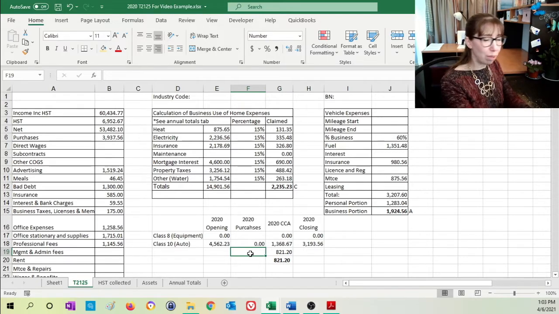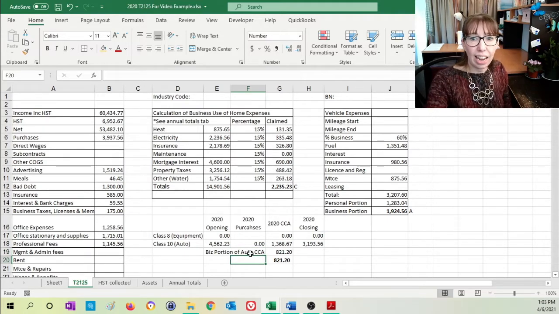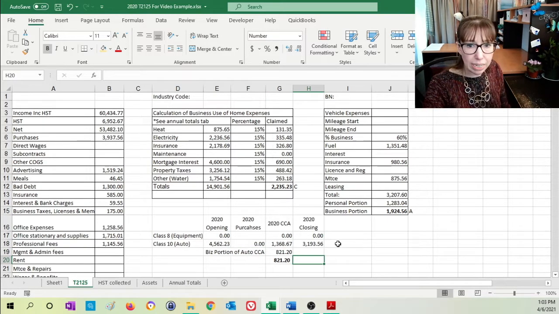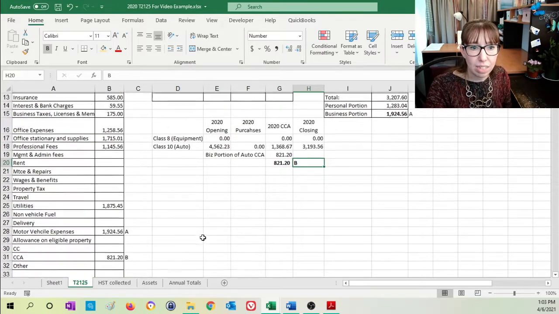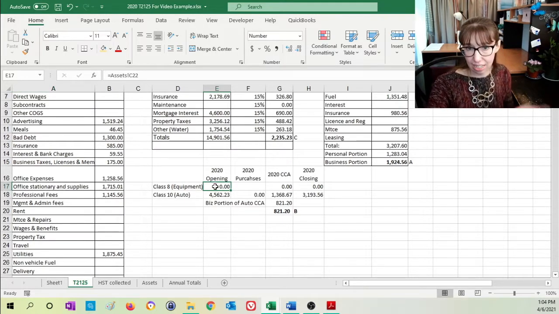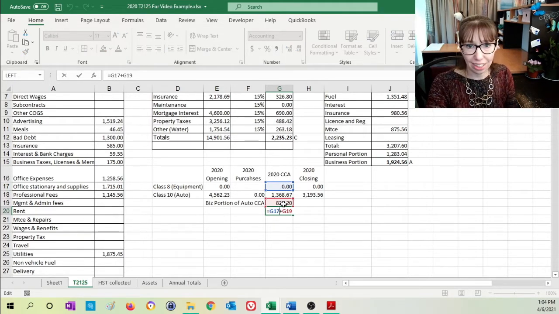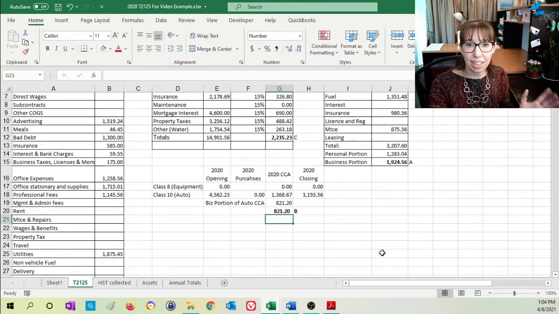So I'll even put that in there as a note to myself. Business portion of auto CCA. And then this is B. And so this B, that's what's coming over here to the CCA. If I did have class 8 or just general equipment, I would put that in there. And you can see that this box is adding that one and that one together. So this is all I personally need to do for my T2125.